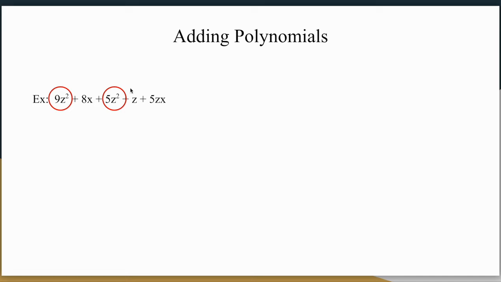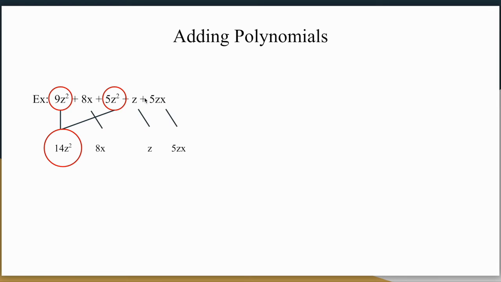Okay? So how do we do that? We're going to bring down the z squared, and we're only going to add the number in front of that variable, which happens to be 9 and 5. And 9 plus 5 is 14, and bringing down the z squared, we get 14z squared. And we're going to leave the unlike terms alone, so we're going to just bring them down.